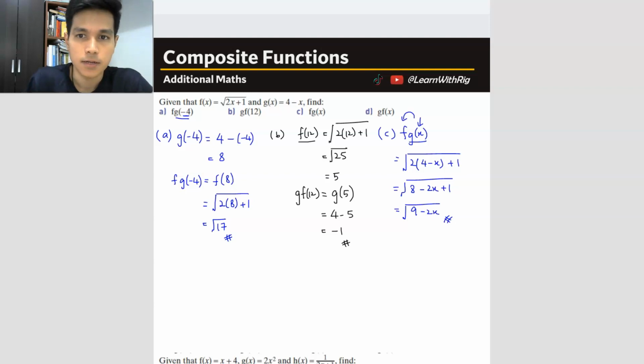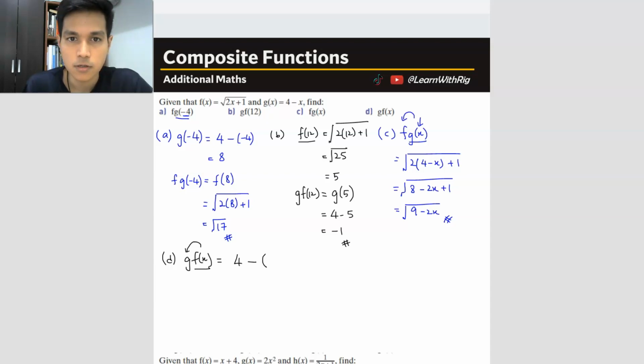Okay, the last one here, question D. You've got gf(x). So now you have to substitute f(x) into the g function. The g function is 4 minus x, but the x here you have to substitute with square root of 2x plus 1. So this one, you can't really do much. That's your answer, right? Let's look at the next one.